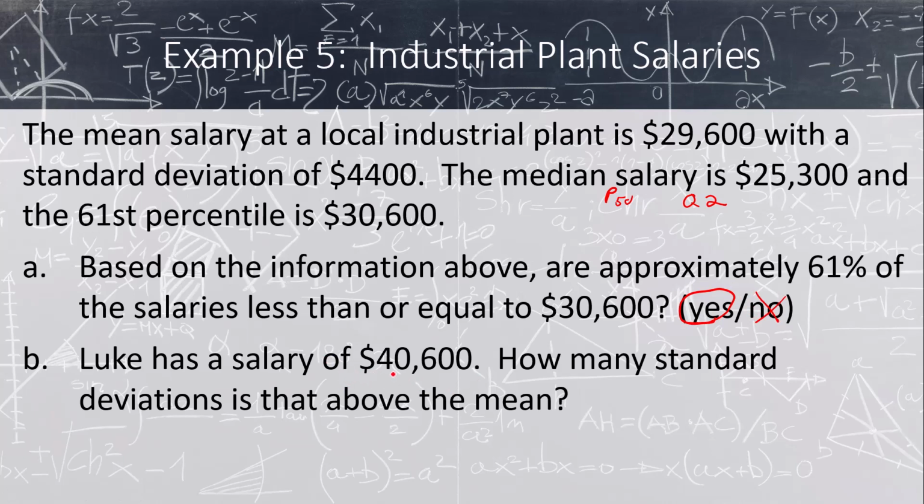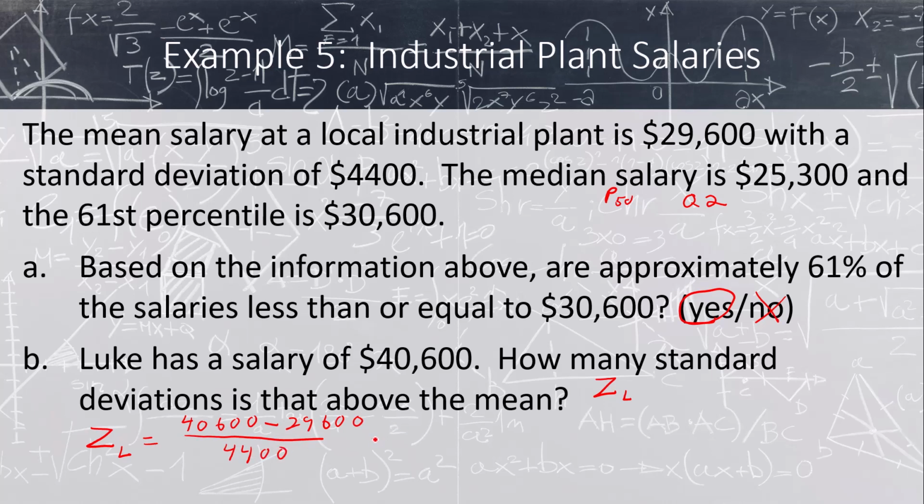Okay. Luke has a salary for part B. Luke has a salary of 40,600. How many standard deviations is that above the mean? That's their way of asking, well, what is the z-score associated with Luke? Well, to figure that out, we need to use our z-score formula. That is going to be equal to Luke's salary, 40,600, minus the mean, which is 29,600, divided by the standard deviation, which is 4,400.